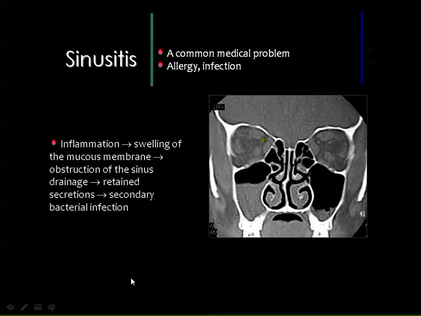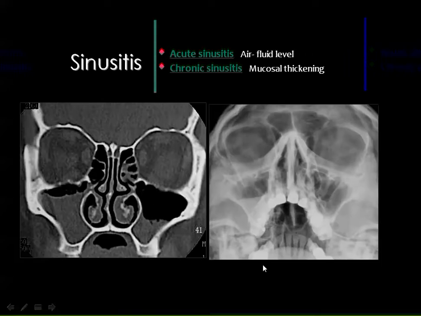Then starting with the first disease in this category, which is sinusitis, and we have two types: acute sinusitis and chronic sinusitis. We usually diagnose acute sinusitis by the presence of an air fluid level in the affected sinus. And this is a good example of acute sinusitis by plain X-ray, and this is acute sinusitis by CT coronal view, and you see the air fluid level.